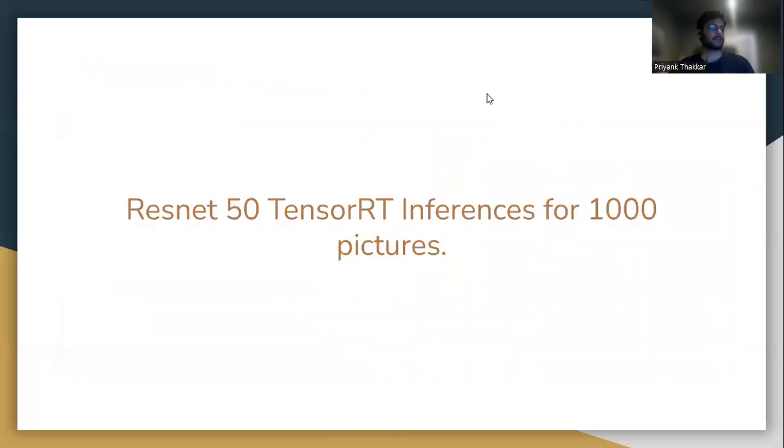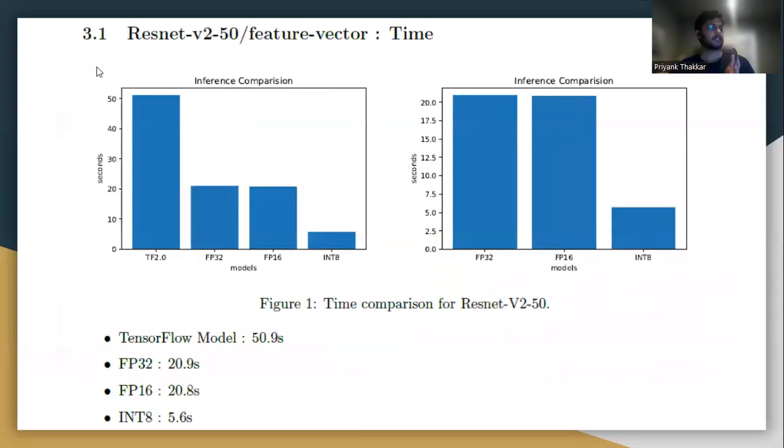Now, let's look at the ResNet 50 TensorRT inferences for 1000 pictures. The result for the time is that the TensorFlow model by default takes 50 or 51 seconds. Floating point 32, floating point 16, and integer 8, which are the data types of the whole model, take significantly less. As you can see over here, integer 8 took almost one tenth of the time of the whole model. That's what we want.